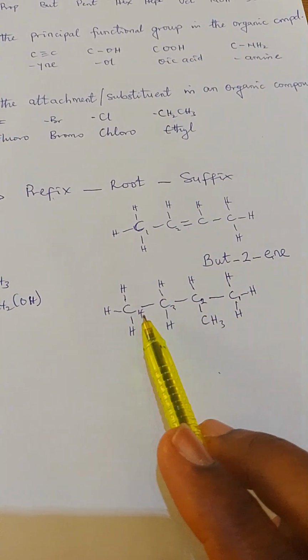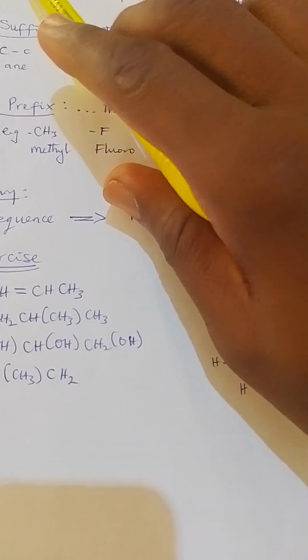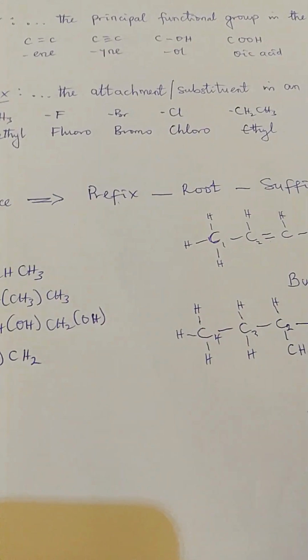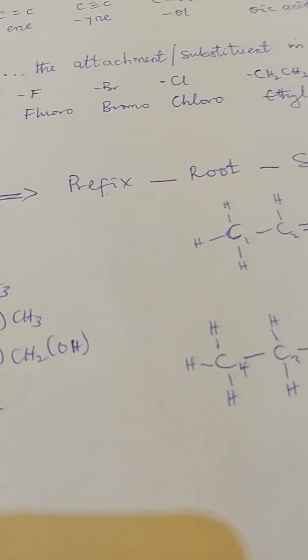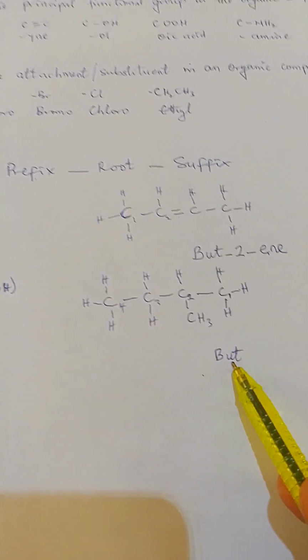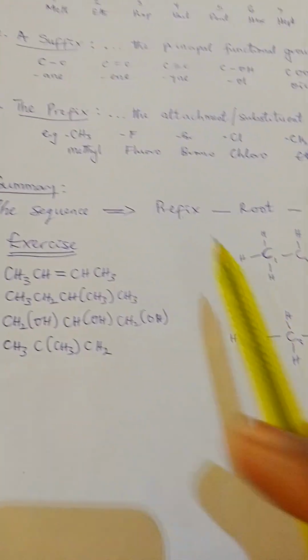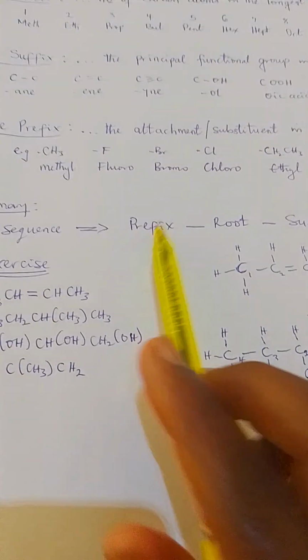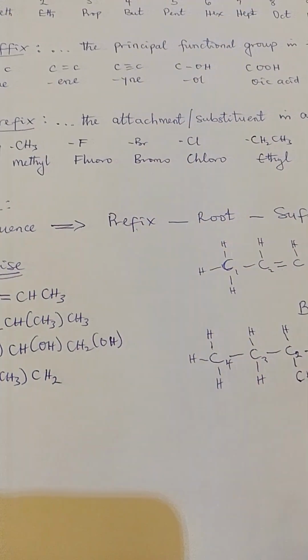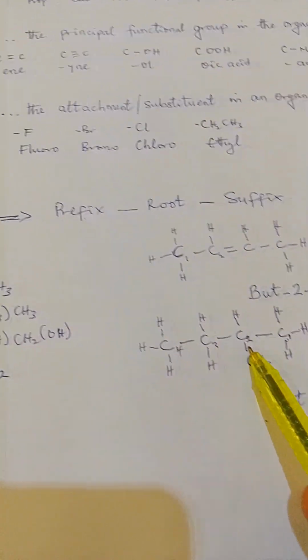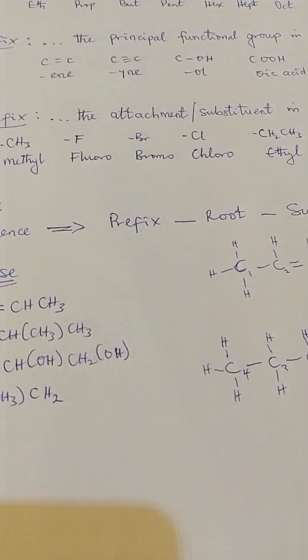Therefore, my longest continuous chain, which is my root, is what? 4, and I have to put down 4. And when it's 4, from what we did previously, that is but. Okay, that is but. Then the first one is the prefix. I said you have to name the prefix first. The prefix has to do with the attachment, and the attachment is where? On carbon 2. The attachment is on carbon 2, so you have to identify that.